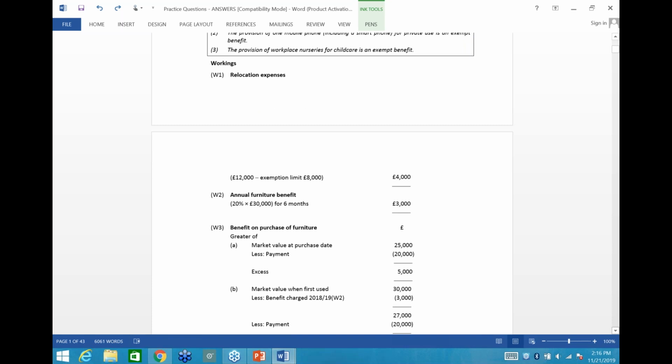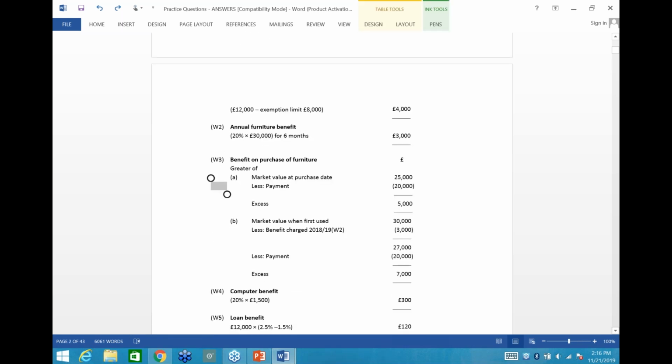Now, he has purchased certain furniture. The house had been furnished by Daring Designs Limited immediately prior to Rita's occupation at a cost of 30,000. On 6th of October, Rita bought all of the furniture from Daring Designs Limited for 20,000 pounds.